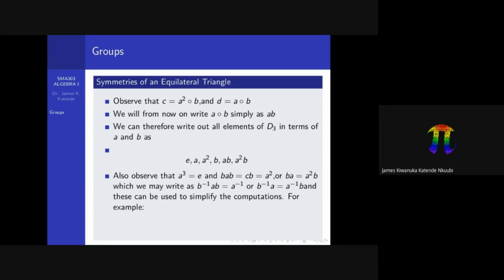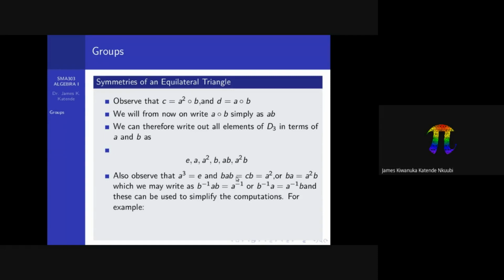Another thing we shall observe is that A cubed will give you the identity. A cubed simply means A composed with itself 3 times. That is, you do the 120 degree rotation 3 times, which means you'll have done a 360 degree rotation, and that takes you back to the original triangle, which is the identity. So A raised to 3 will be the identity.